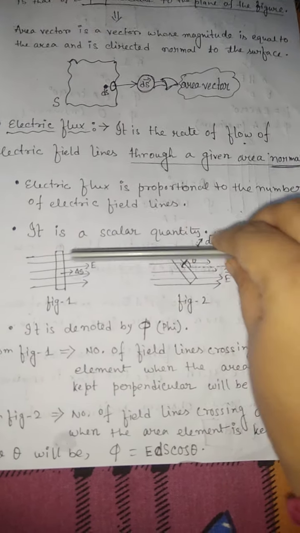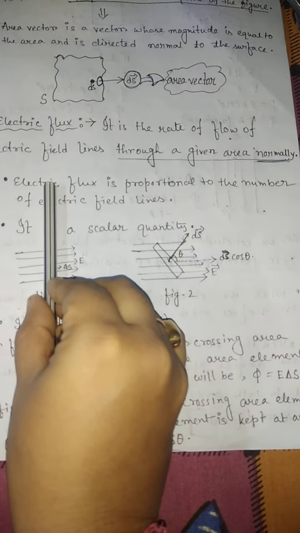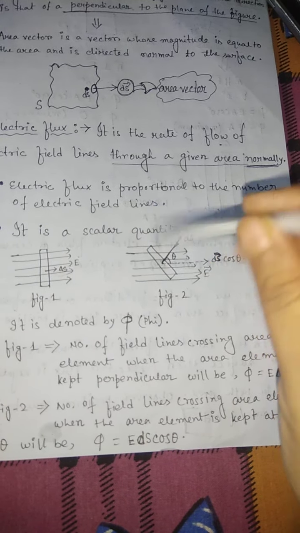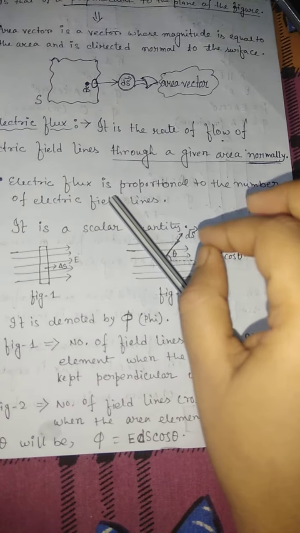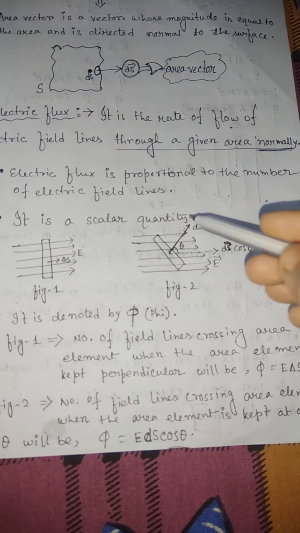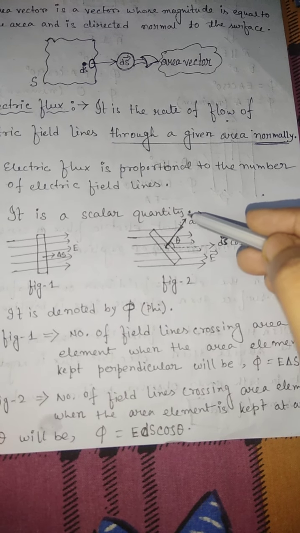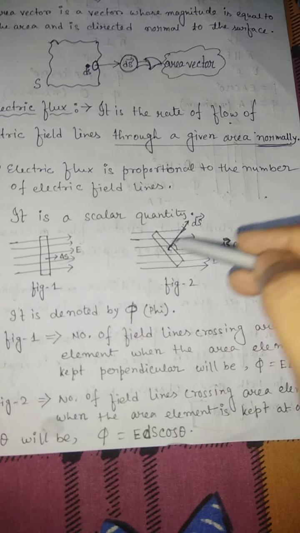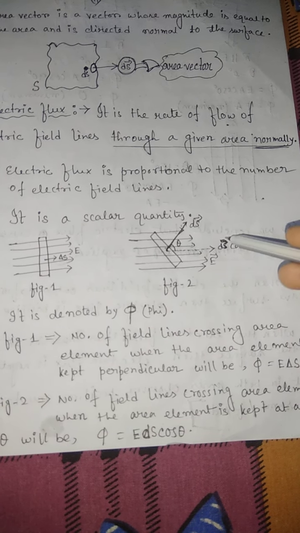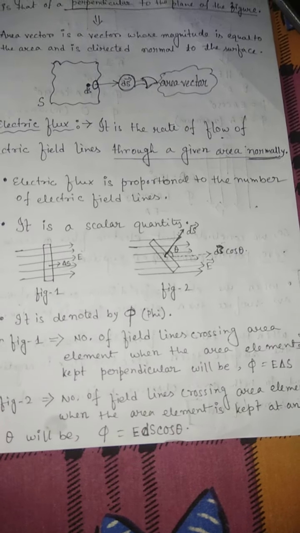Now the uniform electric field direction is the same, but if we change the position of this surface this way, it is placed inside the uniform electric field at an angle theta with the area vector ds. In that case, we resolve this area vector along this axis, that is ds cos theta. So what is the flux? Flux equals E ds cos theta.